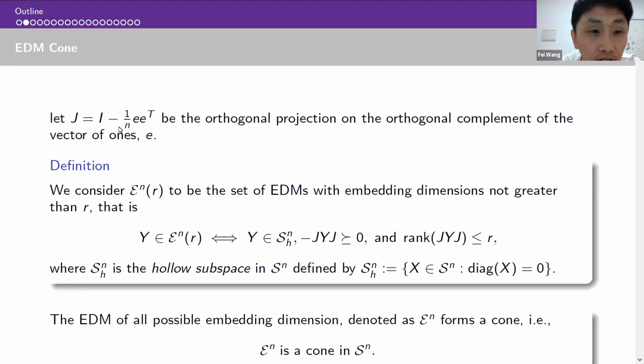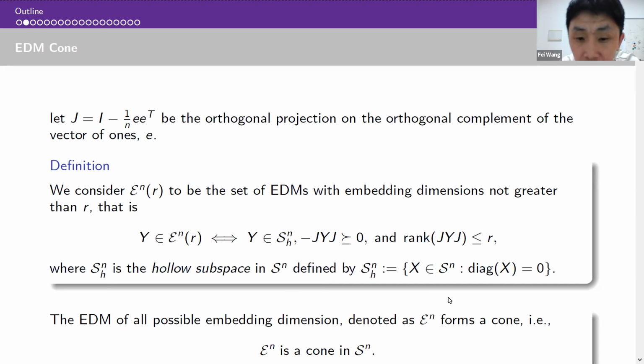Let J be this orthogonal projection, J is I minus 1 over n times e e transpose. This is the orthogonal projection onto the orthogonal complement of the vector of all ones. We consider E_n^R to be the set of EDM matrices with embedding dimension not greater than R. That is, Y is in this set if and only if Y satisfies these conditions, where S_H is the hollow subspace.